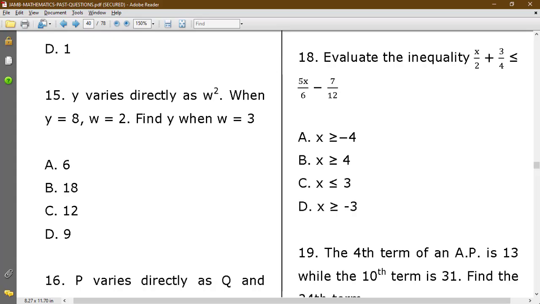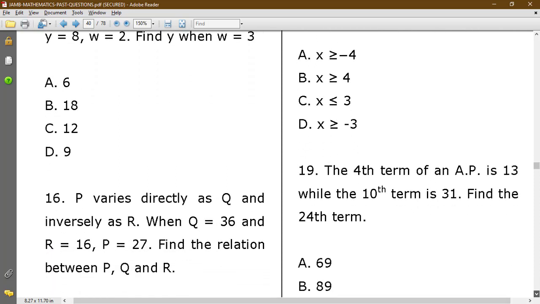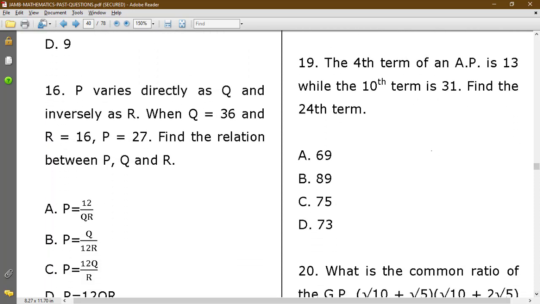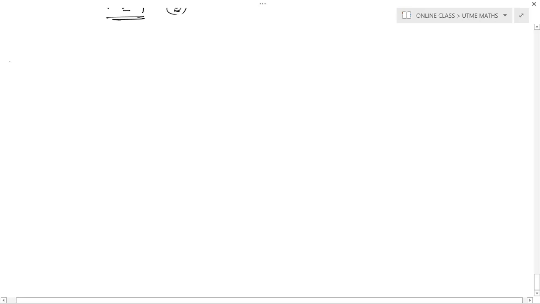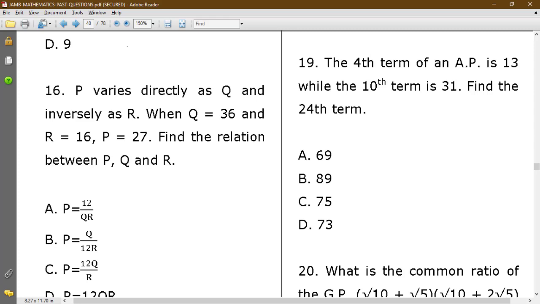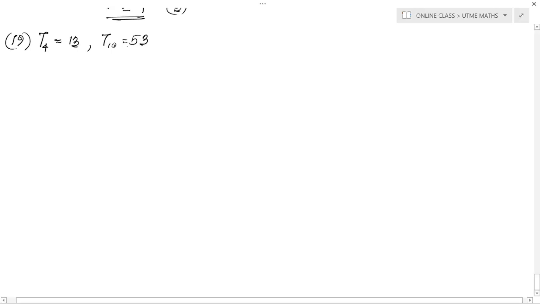Number 19 is an AP according to the question. It says that the fourth term is 13 and the 10th term is 31. They said that we should find the 24th term.